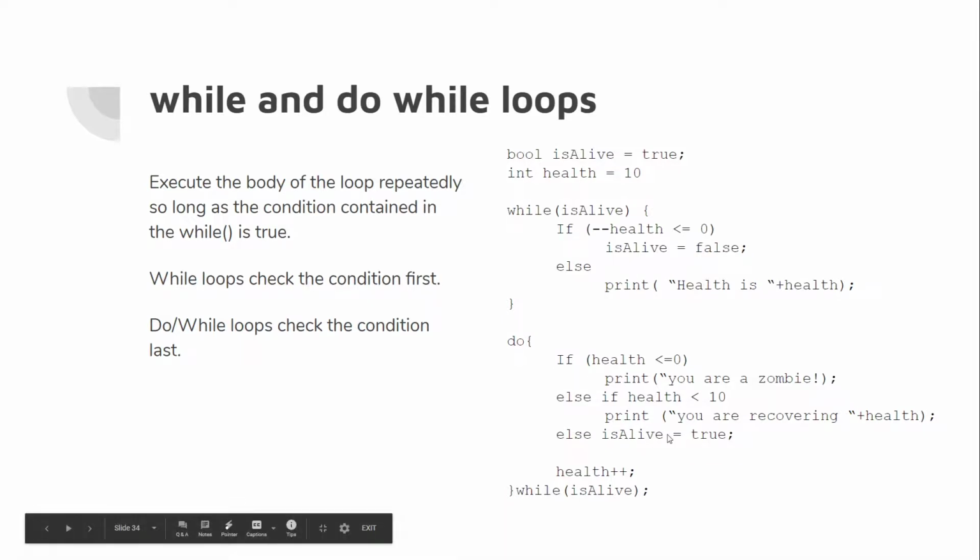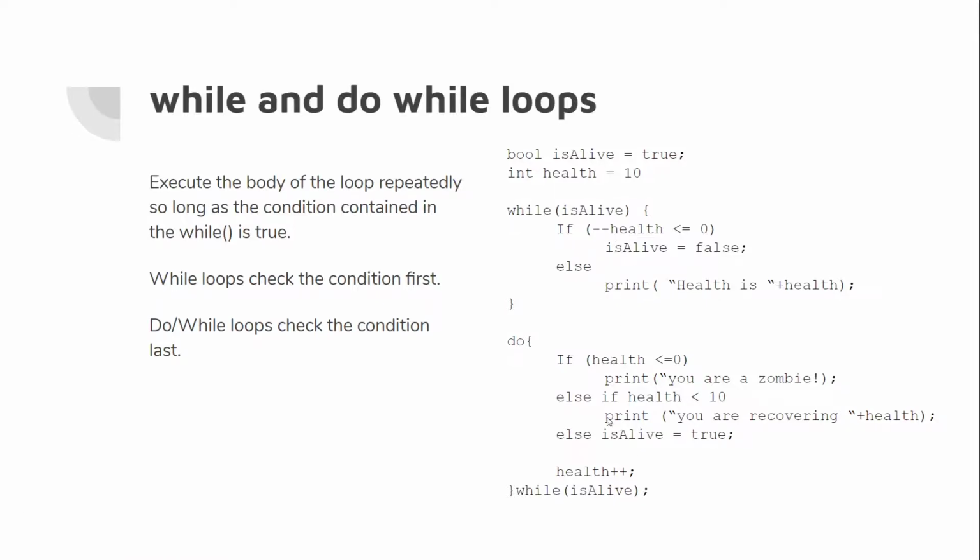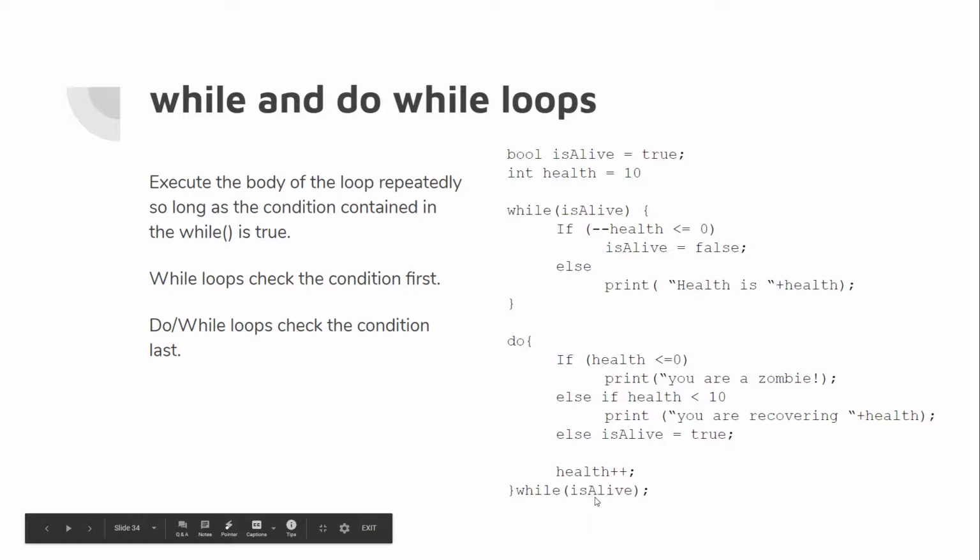Let's see, did isAlive get set true? If health is 0, you are a zombie. Wow, it would have just fallen through here, right? Because isAlive is false, it would just fall right through and end. So what should have happened is we should have turned isAlive to true just in case, so that we would have then recovered health. So there's a bug here.